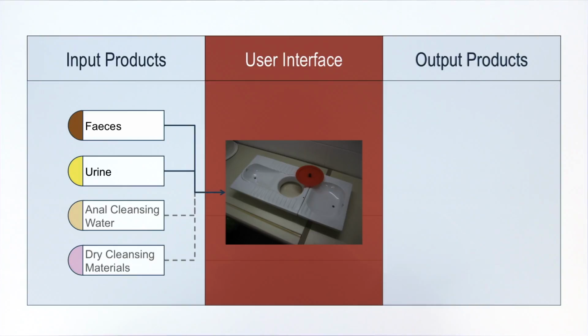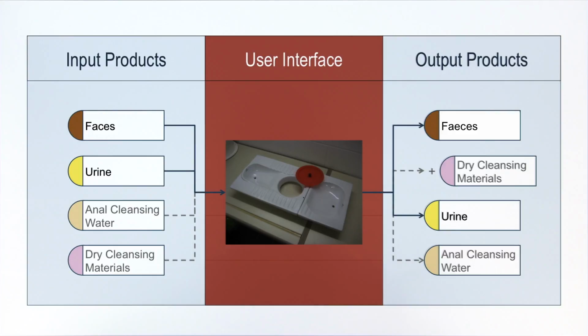The input products of a urine-diverting dry toilet are exactly the same as for the regular dry toilets. The difference can be seen in the output product, where pee and poo stay separate and do not form excreta together. Depending on the dry cleansing materials used and the subsequent collection technology, dry cleansing materials may go into the drop hole with the feces.